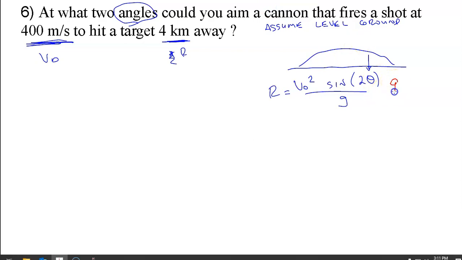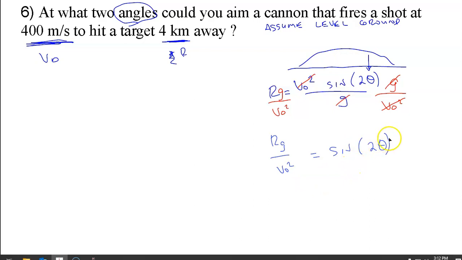If I come in and multiply by g, then the g on top would cancel the g on the bottom. I'll do that on both sides. I want to get rid of that v0 squared. It's on top, so I need to divide by v0 squared. The one on the bottom cancels the one on the top. If I do it on the right, I got to do it on the left. So let's let the dust clear there and see what we've got. Here's Rg over v0 squared equals the sine of 2 theta.